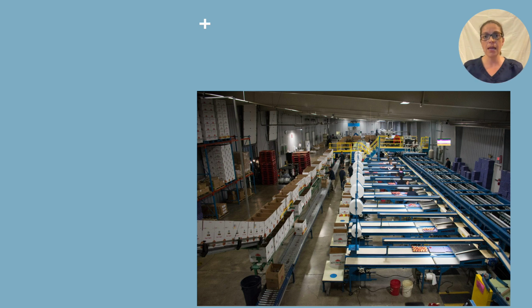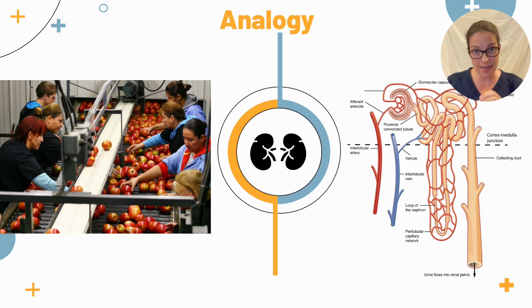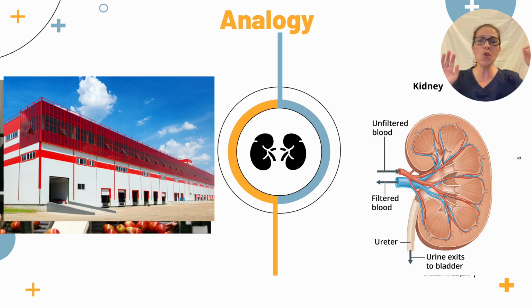Okay. In my analogy here, my apple sorting machine is the nephron. And this enormous warehouse, imagine in this warehouse you have 1,000,000 of these sorting machines as far as the eye can see. Well, that warehouse itself is the kidney. Okay, I'm hoping you're understanding here. So the whole process is this: the kidney is the warehouse.